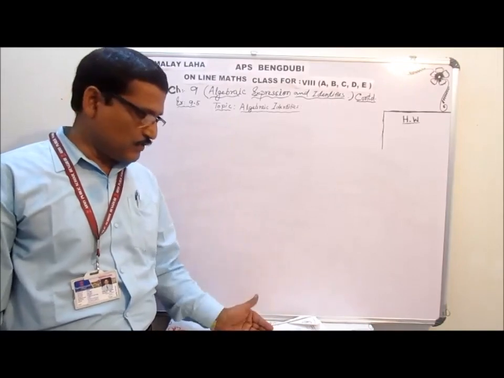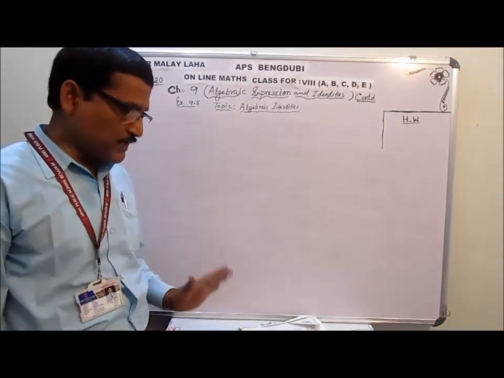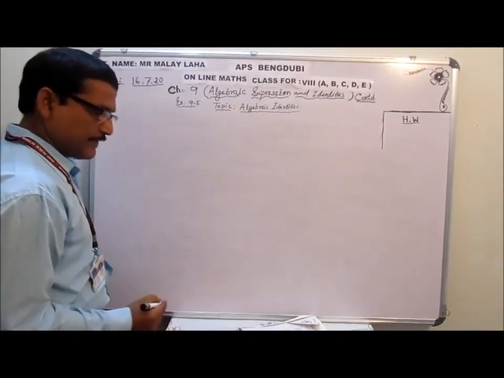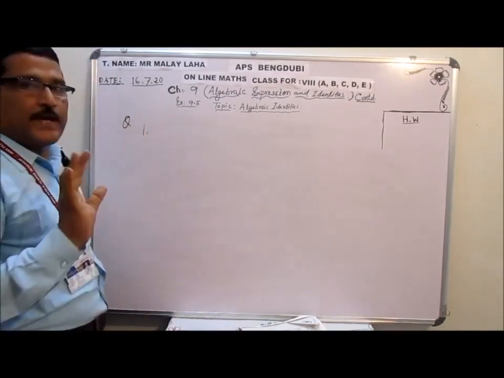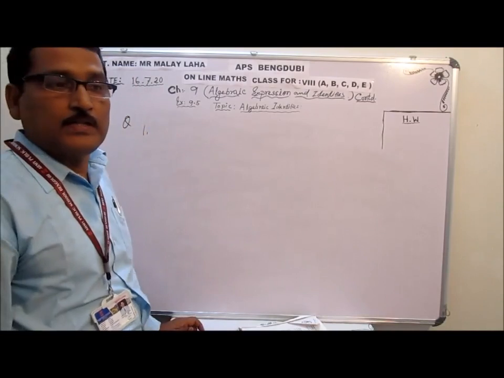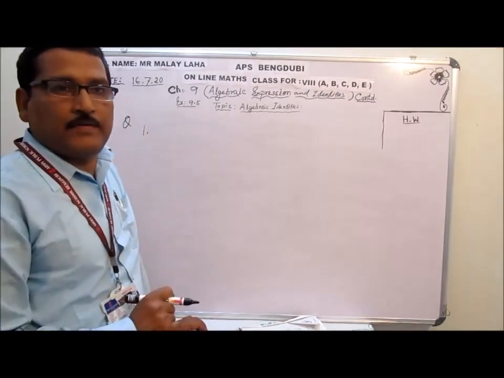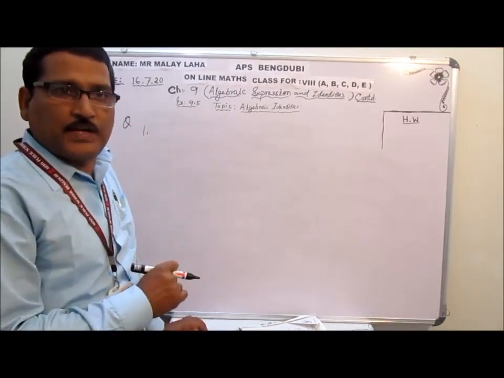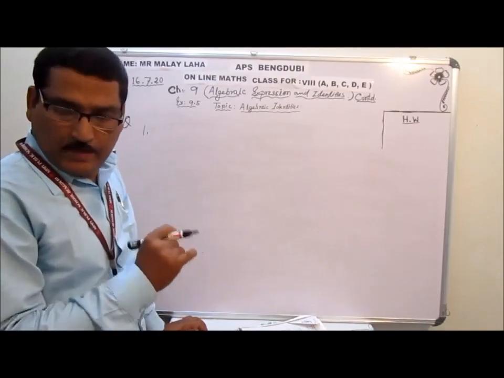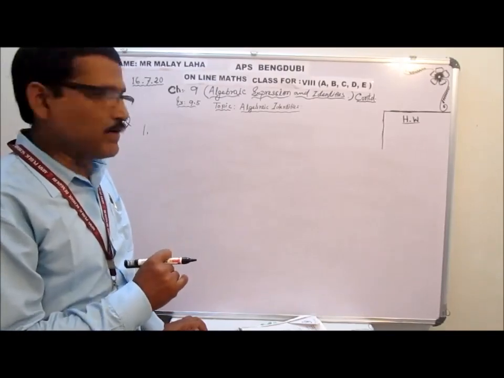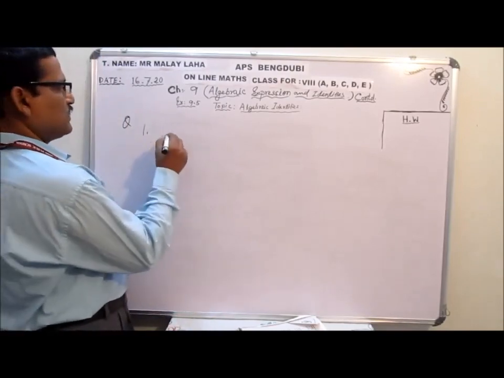I have shown you. Now I will solve the textbook question. Exercise 9.5. The question is, using identity, find the following product. That means I will not multiply the binomial or trinomial directly, whatever it is. I will use the identity and minimize my multiplication part. Okay? How will we do it? You just see.